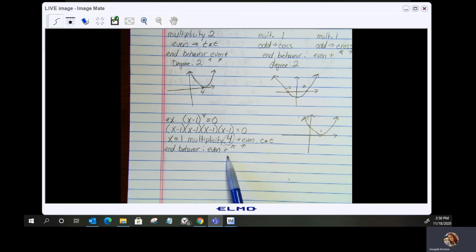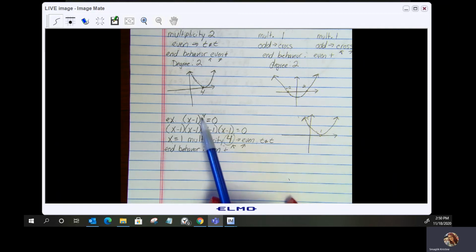My end behavior here is also even positive. The degree of the function is 4. I'm not seeing a negative sign. This is positive. It's up and up. Here's the graph. It comes down, does a touch and turn, bounces right off the x-axis.